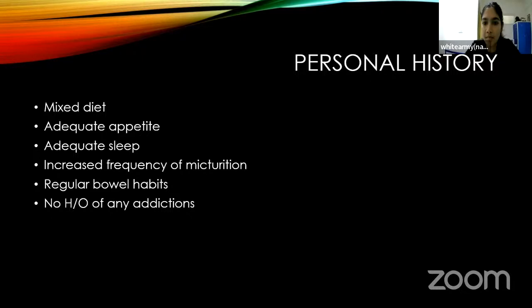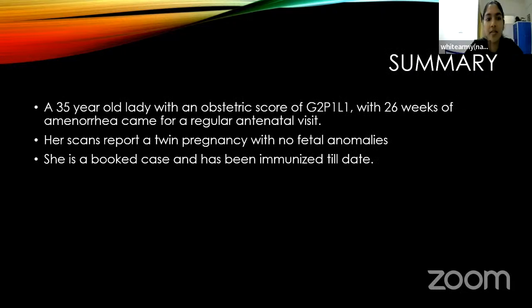Personal history: mother follows a mixed diet, adequate appetite, adequate sleep, increased frequency of micturition, regular bowel habits, no history of any addictions. Okay. Summary: here is a 35-year-old lady with an obstetric score of G2P1L1 with 26 weeks of amenorrhea who came for a regular antenatal visit. Her scans reported twin pregnancy with no fetal anomalies. She's a booked case and has been immunized till date.